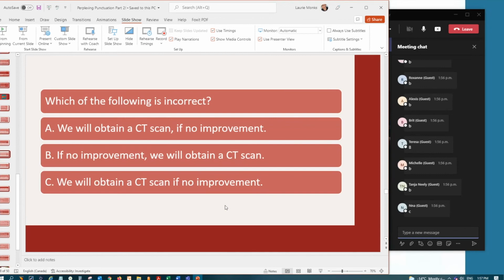Okay. Which of the following is incorrect? A, we will obtain a CT scan if no improvement. B, if no improvement, comma, we will obtain a CT scan. Or C, we will obtain a CT scan if no improvement.